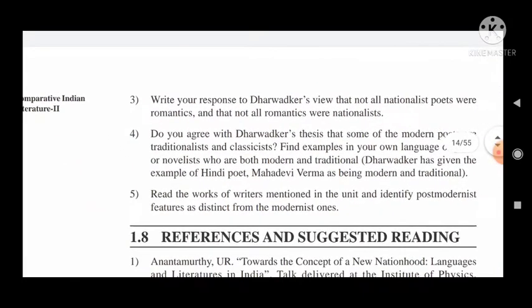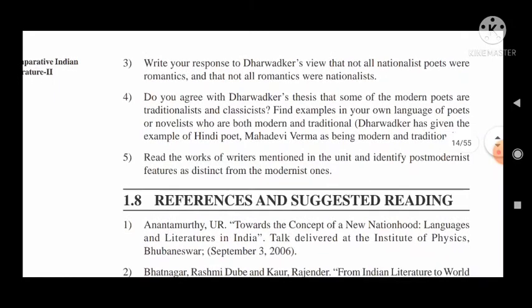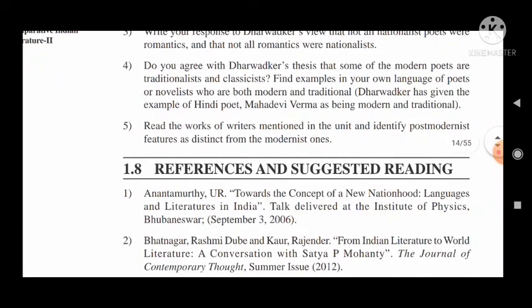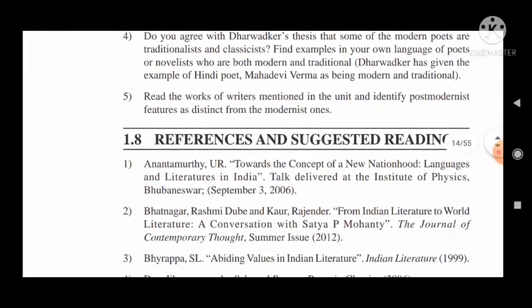Write your response to Dharwadkar's view that not all nationalist poets were romantics and that not all romantics were nationalists. Do you agree with Dharwadkar's thesis that some of the modern poets are traditionalist and classicist? Find examples in your own language of poets or novelists who are both modern and traditional. Dharwadkar has given the example of Hindi poet Mahadevi Verma as being modern and traditional. Read the works of writers mentioned in the unit and identify postmodernist features as distinct from the modernist ones.